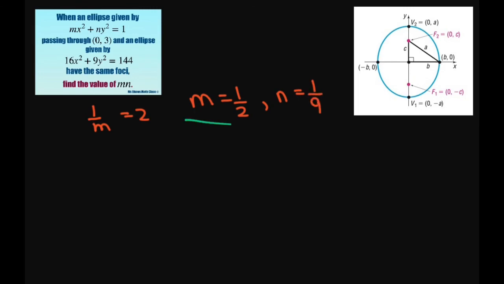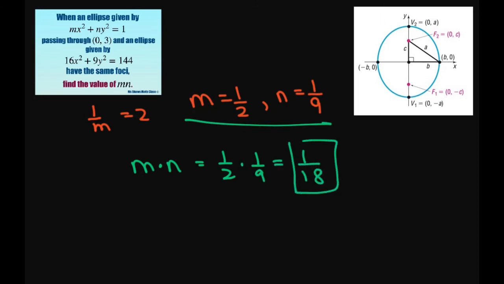So now that we have those two, all we have to do is multiply them. M times n is going to equal 1/2 times 1/9, and that's going to equal 1 divided by 18. And that's it.